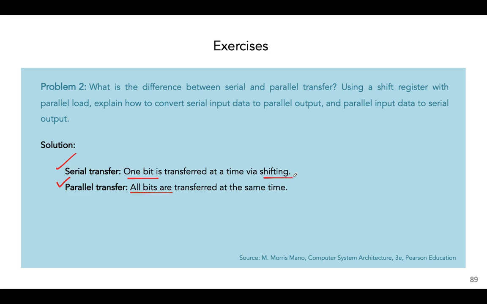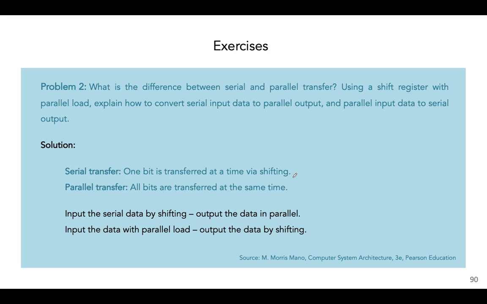The second part of the question was, explain how to convert serial input data to parallel output and parallel input data to serial output. Again, very simple. If you had to convert serial input to parallel output, what would you do? Input the serial data into the register by shifting, naturally, and output the data in parallel. So as long as you're shifting the data, as long as you're inputting the data into the register, the outputs are disabled.